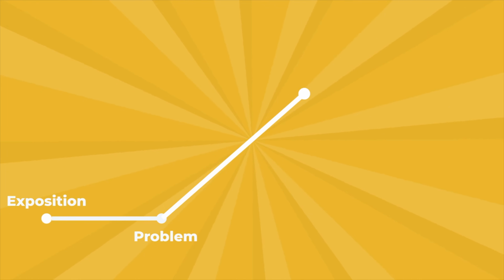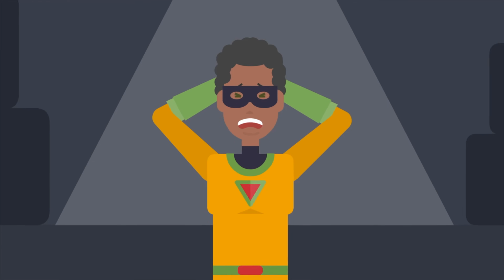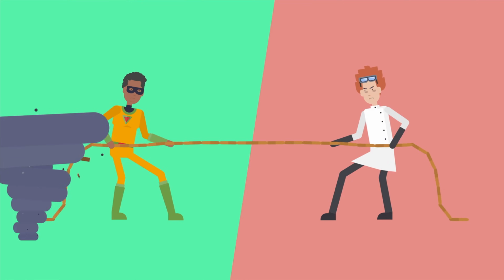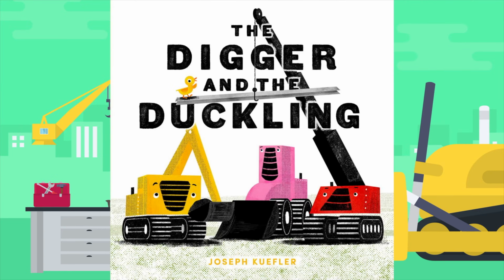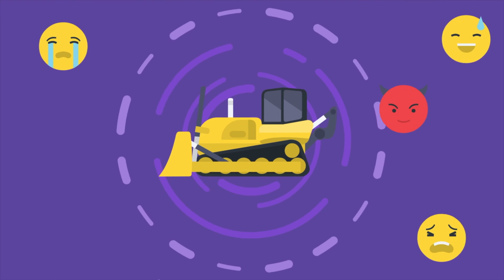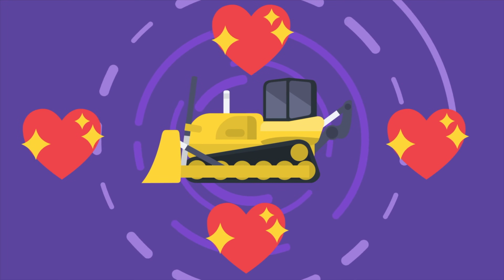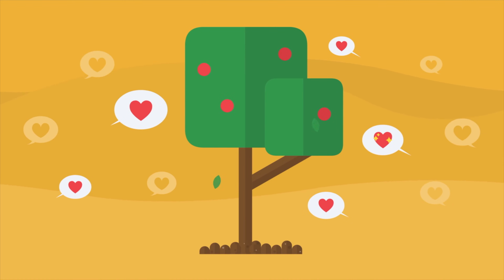The third part of the plot is the rising action. This is the longest part of the story, and it's where the characters try to solve the problem. They may make mistakes, or even make the problem worse at times, but we will slowly see our characters grow and change through the story. In our story, the rising action is a part where each truck slowly begins to like and care for the duck. We watch as one by one they grow to like the duckling, and the duckling learns to help them.